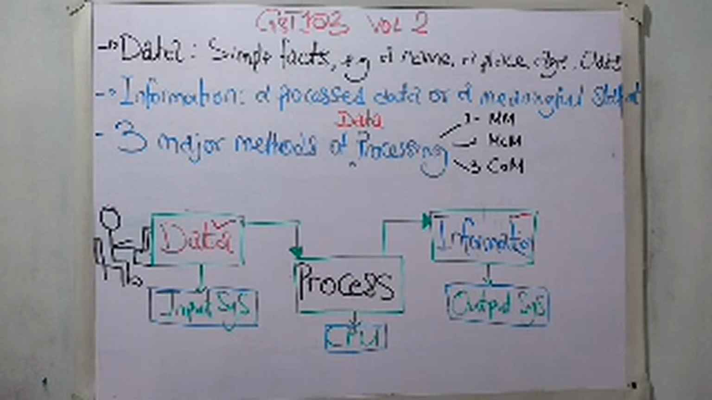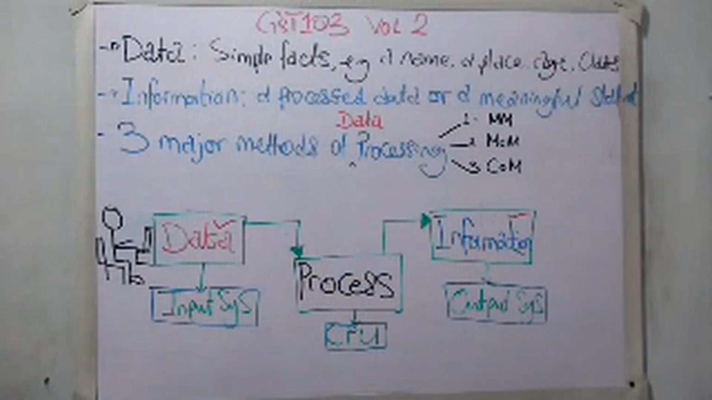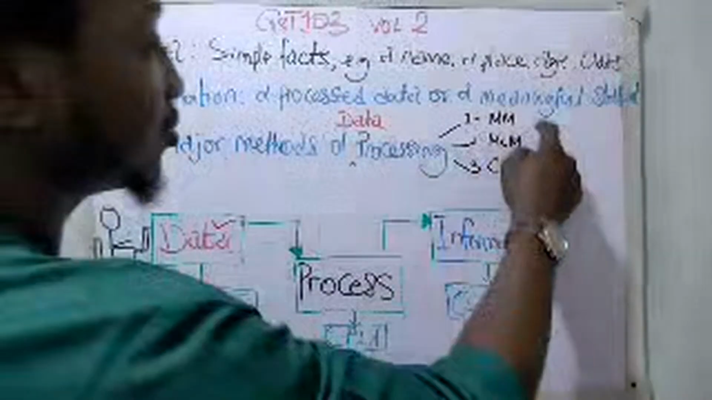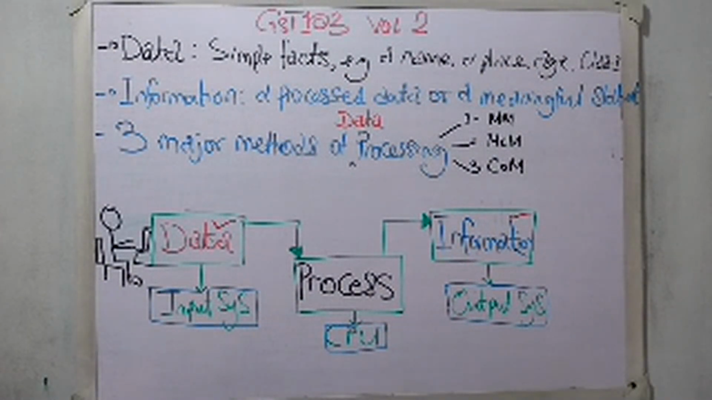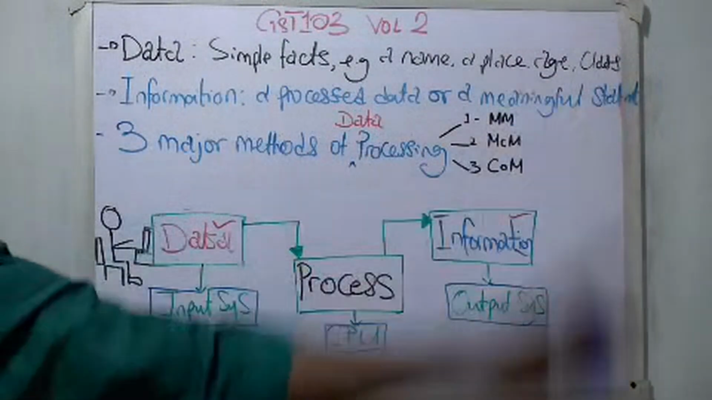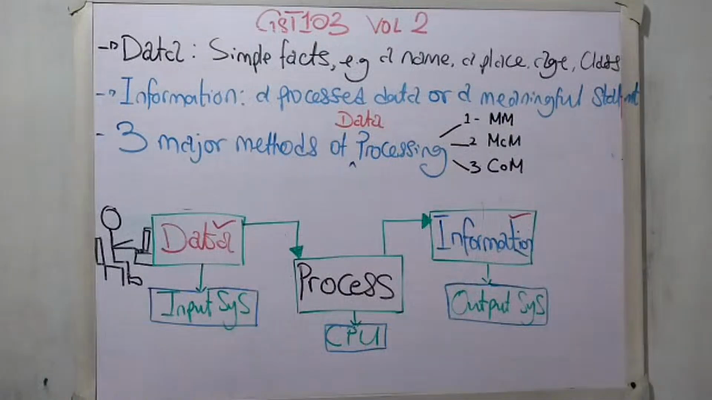Some of the things we need to note here when it comes to the computer method is that the speed is way better than these two. Talking of accuracy, very accurate. Talking of the capacity to store, way better than the other two methods. And it's also very reliable. So we have that as that.